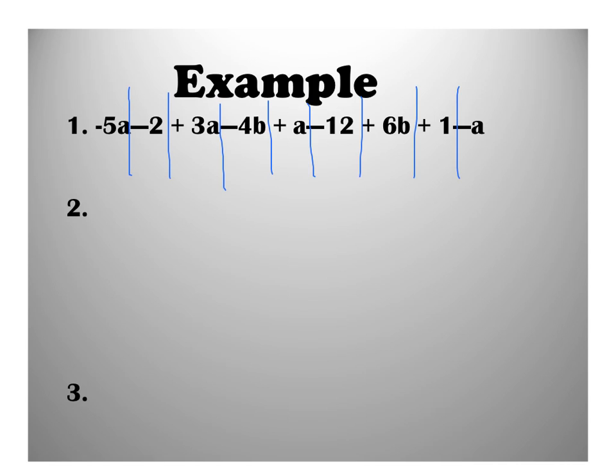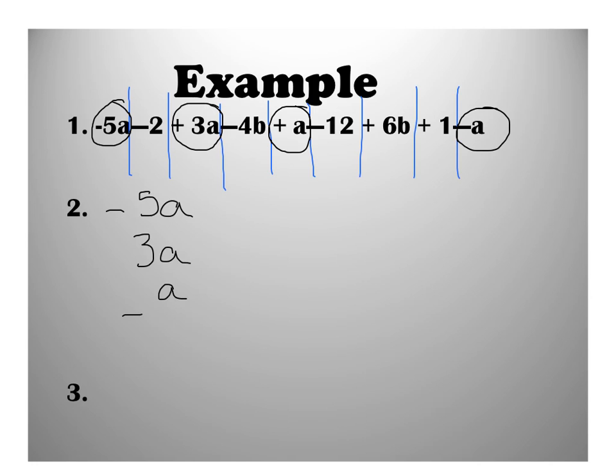I'm going to start with negative 5a. What all are like terms with negative 5a? Well, we have negative 5a, we have 3a, we have 1a, and we have negative 1a. So we're going to list all of those: negative 5a, 3a, positive a, and negative a. So here are like terms right here.